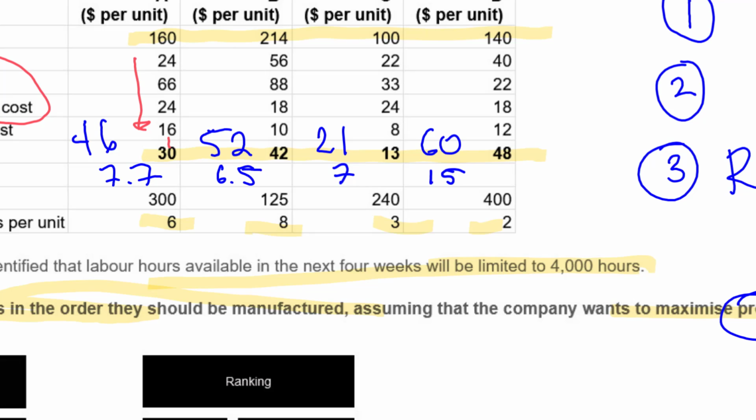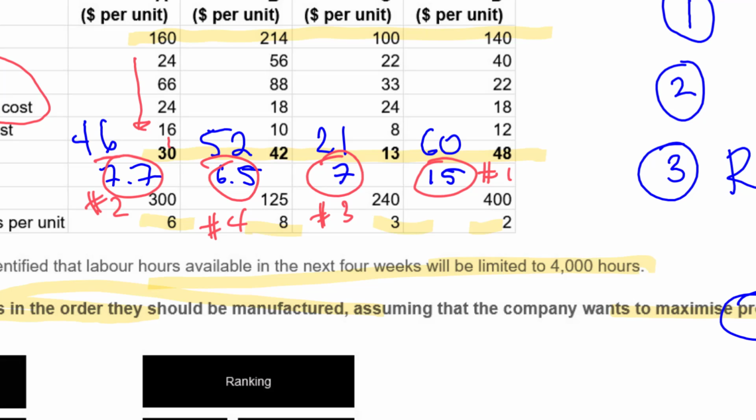Now, if we want to maximize our profit, we need to maximize our contribution, and we do that by producing units which give us highest contribution per labor hour. So this one will be number 1. This one will be number 2. This one will be number 3. That will be number 4.